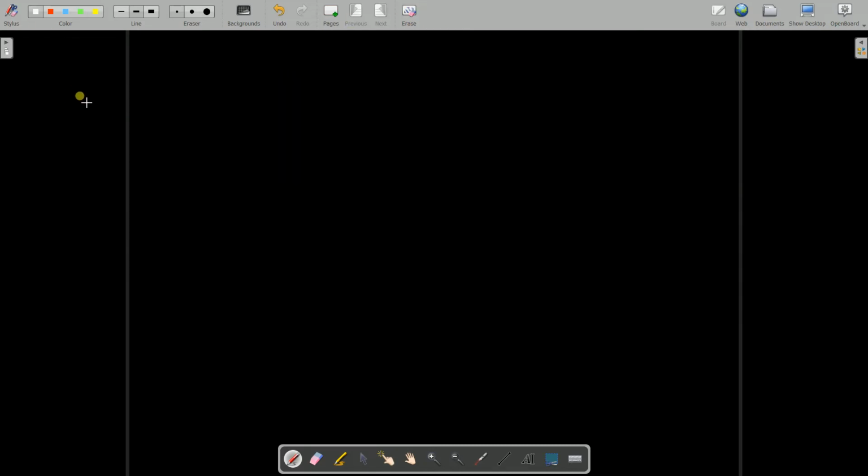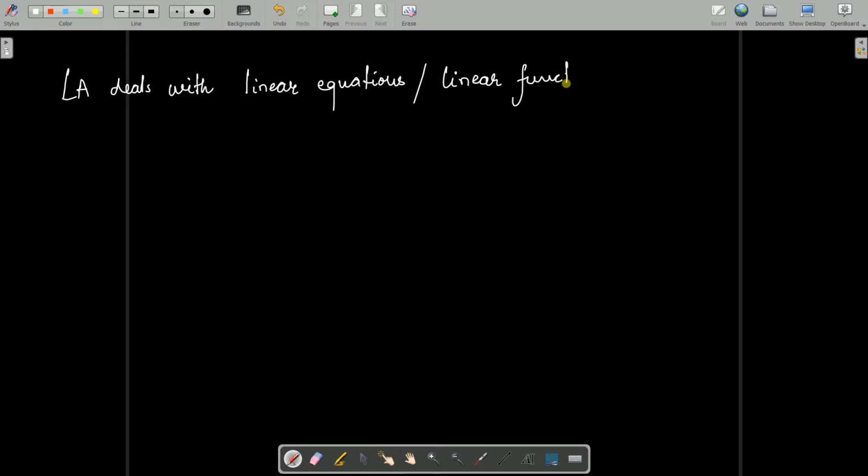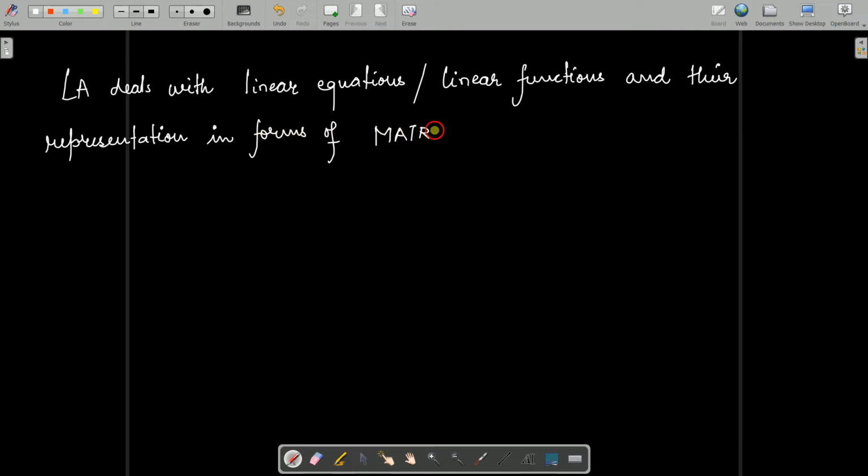So what is this linear algebra? I'm writing in short, so linear algebra, LA, deals with linear equations or linear functions and their representation in forms of matrices and vector spaces.